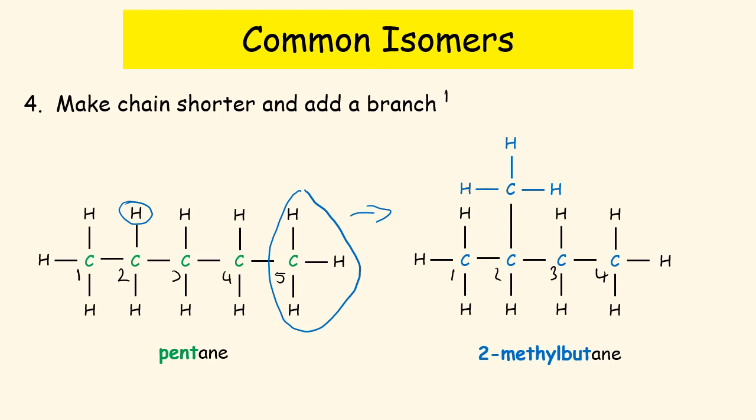Importantly, when you're adding a branch, you cannot add a branch to the end of a chain. So you cannot add a branch to carbon number 1, and you cannot add a branch to whatever the final carbon is in the chain, because that's not a branch anymore. That's just you moving the end of the chain from one end to the other end. So you can only ever put a branch on carbon number 2 or 3 usually to make these types of isomers.